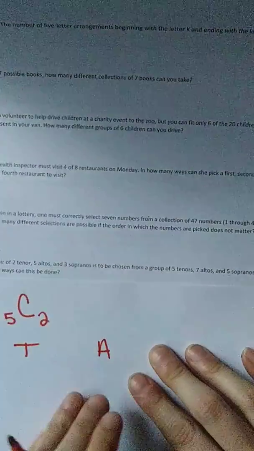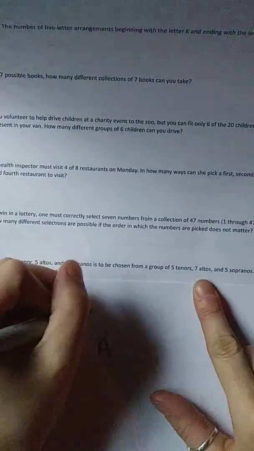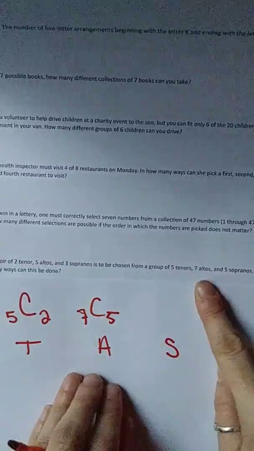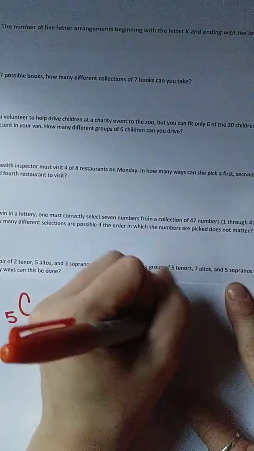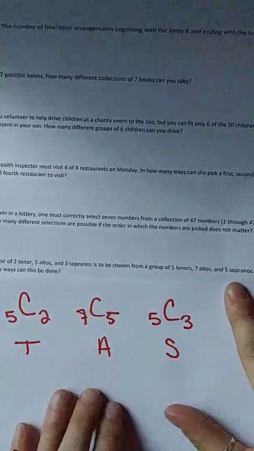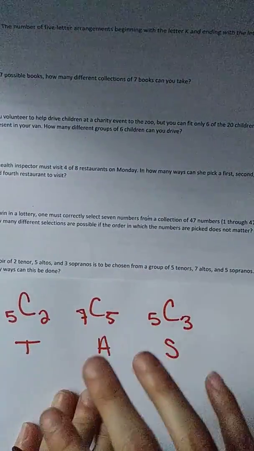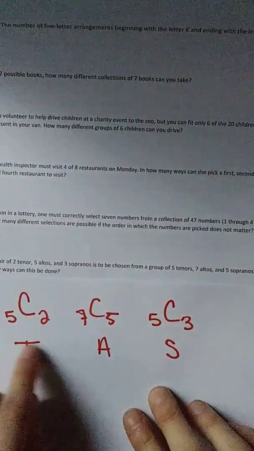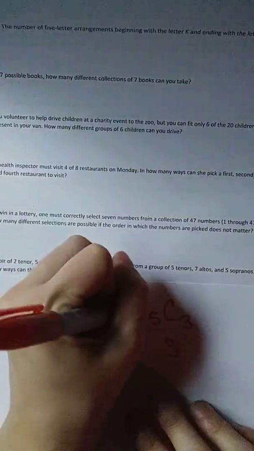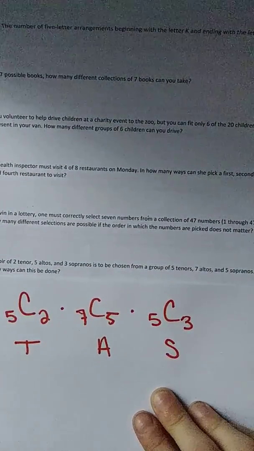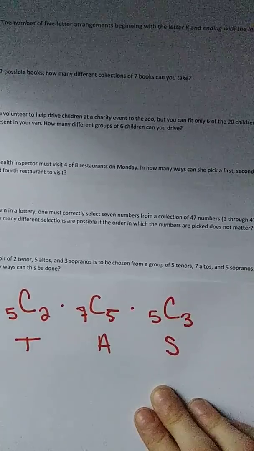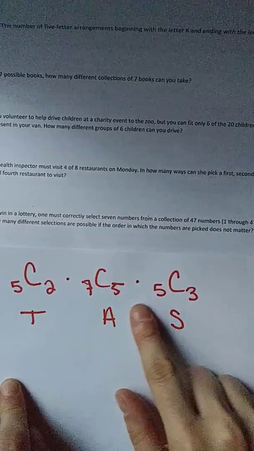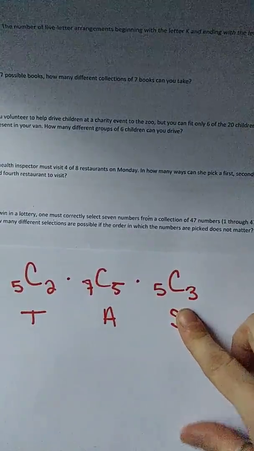For the altos, we have 7 total, and we're choosing 5. So 7, choose 5. And then for the sopranos over here, we have 5 altogether, and we have to choose 3 of them. Now, each of these selections is happening simultaneously. They all have to be chosen at the same time. So we're going to choose these tenors, altos, and sopranos at the same time, which means we're going to use the fundamental counting principle. We're going to multiply all of our possible options together to find our total answer. So we just need to type 5C2 times 7C5 times 5C3 into our calculator to find the final answer.